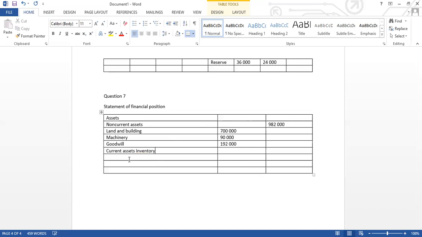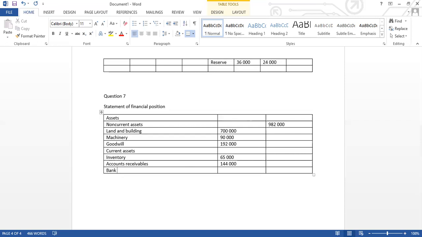And then we have current assets. The first one there we have inventory. Our new inventory amount is how much? 65,000. And then we have accounts receivable. Our accounts receivable amount is how much? 144,000. And then we also have our bank.